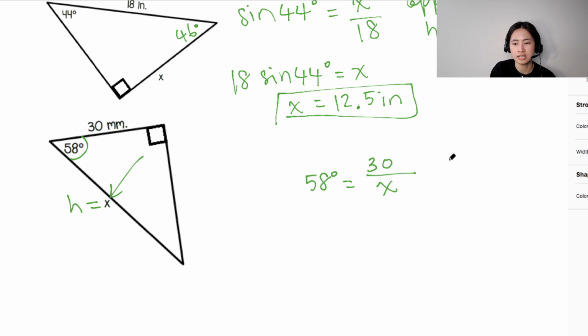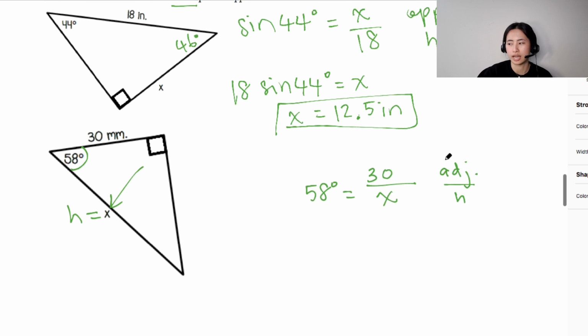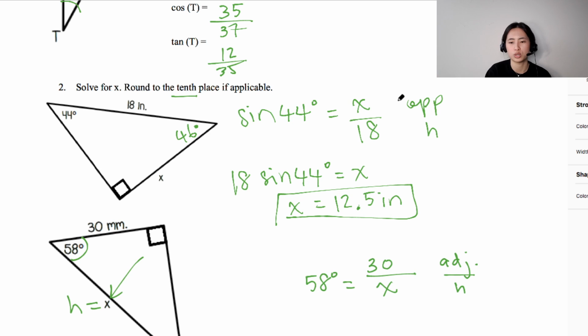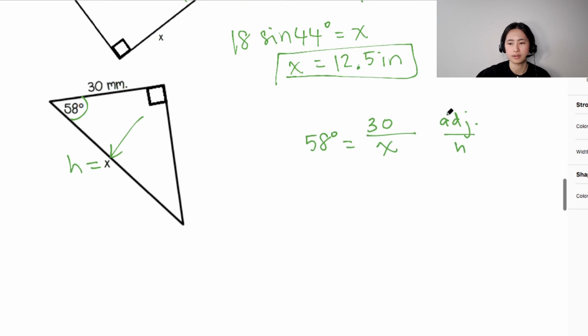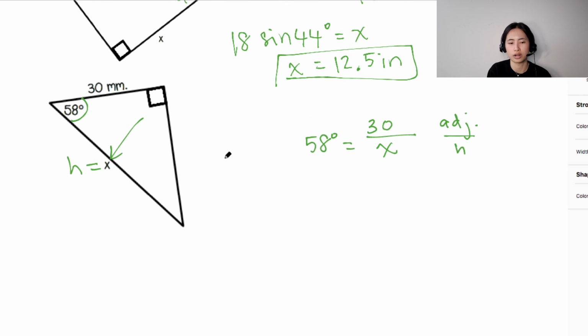So this is adjacent. ADJ means adjacent. I know in English it's supposed to be adjectives, but this is adjacent. So this is adjacent over hypotenuse, right? So once you have that information, then all you have to do is think about your trig ratios, right? So this has to be cosine, because if you're looking at cosine, it has to be adjacent over hypotenuse. So here's the problem, right? Because your x is in your denominator, right? So how do you solve for x now?